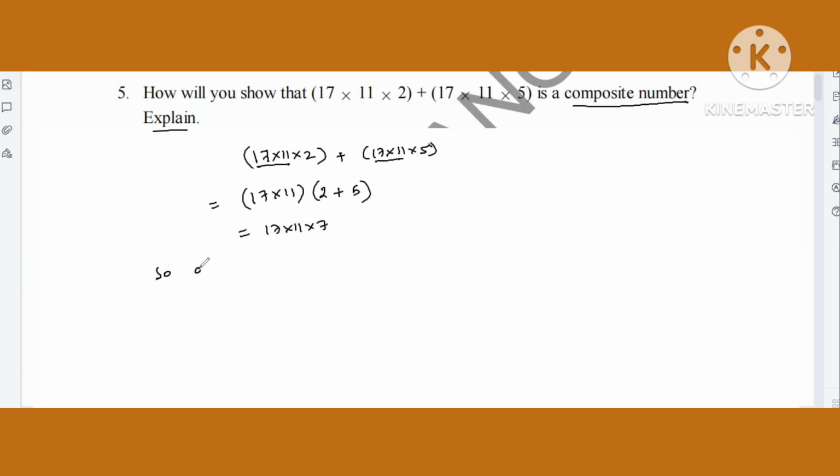So the given number is expressed as a product of primes. So it is a composite number.